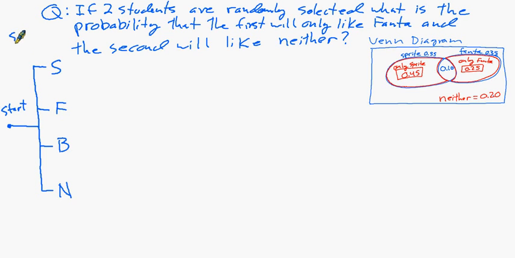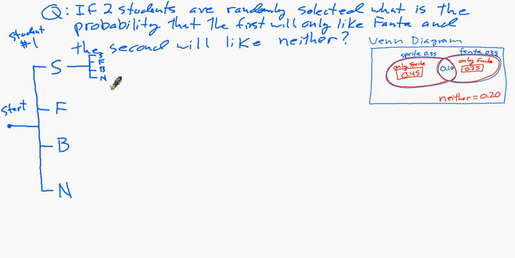This is our student number one that gets selected. What's the possibilities? They like Sprite. They like Fanta. They like both. They like neither. So it's all these individual areas within the Venn diagram. All right, now, each one of these will branch off and have four possibilities: Sprite, Fanta, both, neither.